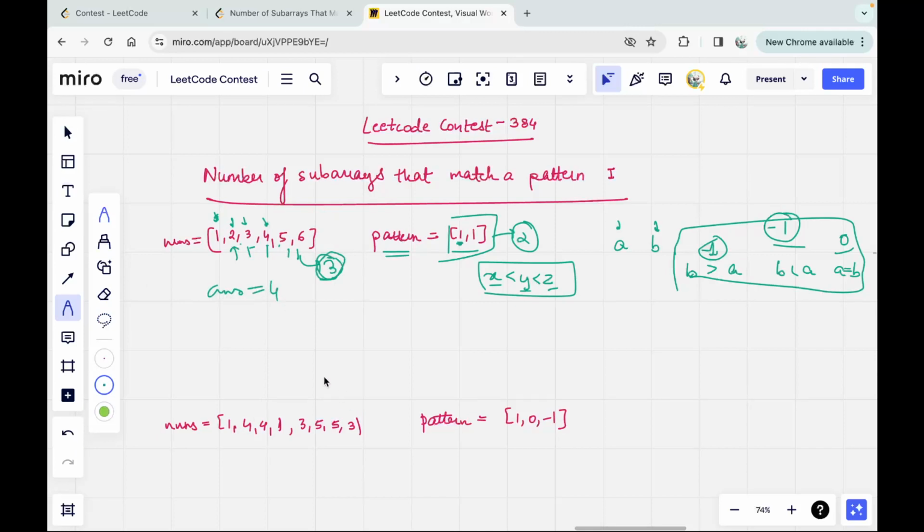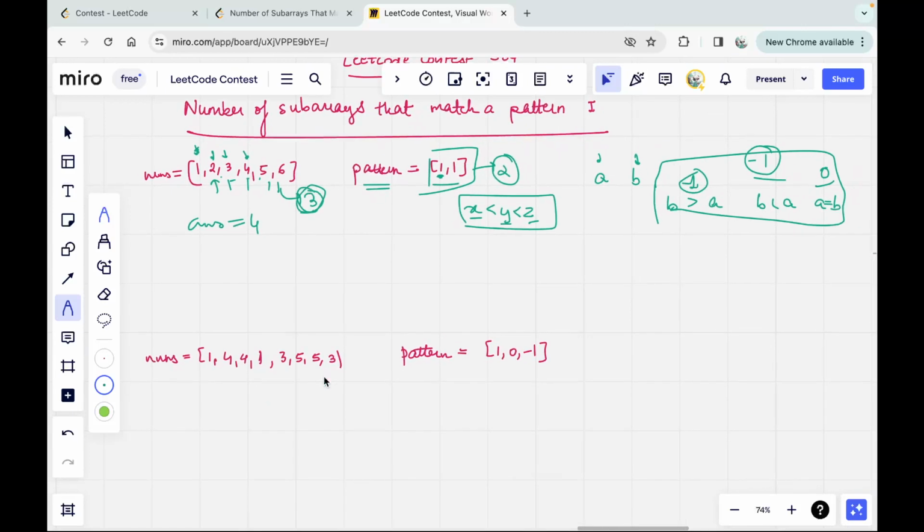Now let us go and check for the second input. So in the second input, the pattern given to us is this. So 1, 0, minus 1. So what should be the subarray size? The subarray size should be m plus 1. And m is 3. So subarray's size is 4. So we have to consider all the subarrays of size 4 from nums.